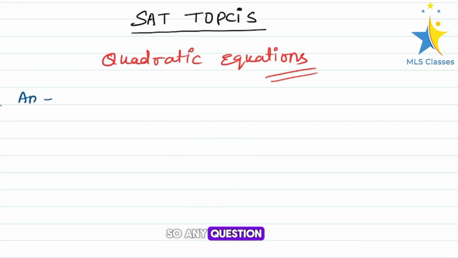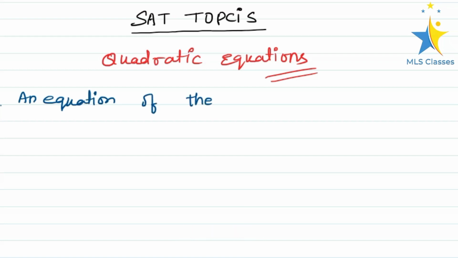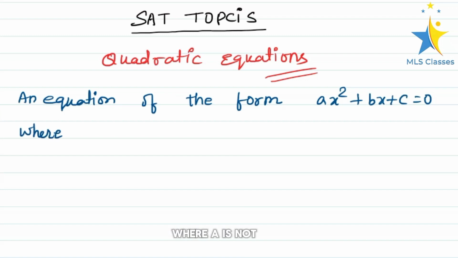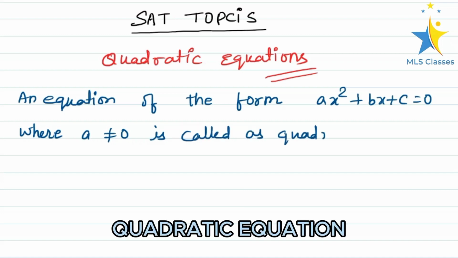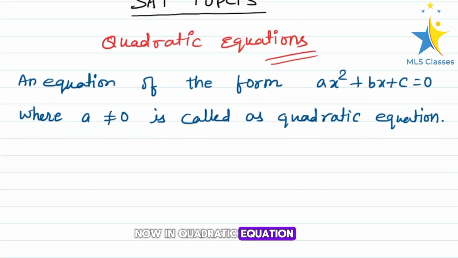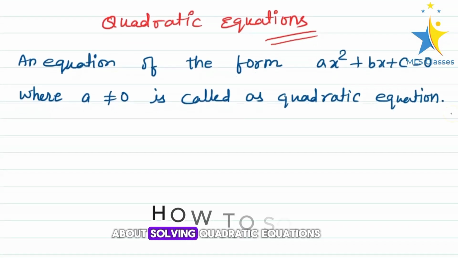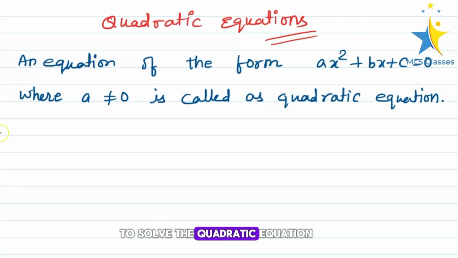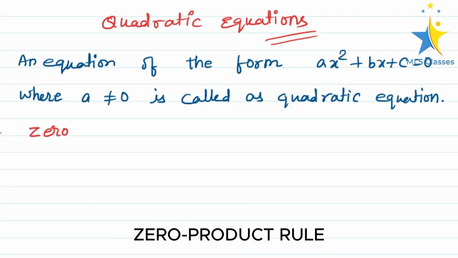An equation of the form ax square plus bx plus c equal to 0, where a is not equal to 0, is called a quadratic equation. Now in quadratic equations we have to know about solving them. Before we know how to solve a quadratic equation, we have to know the zero product rule.